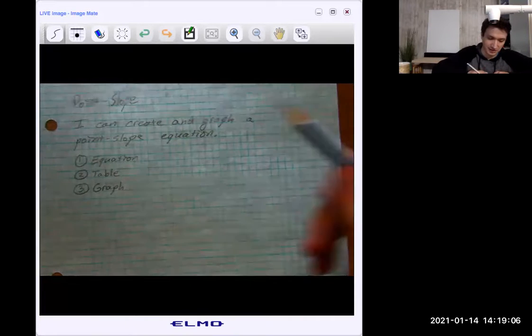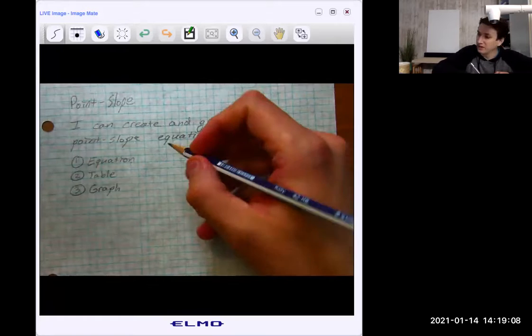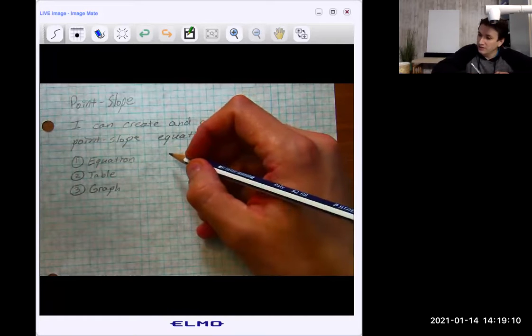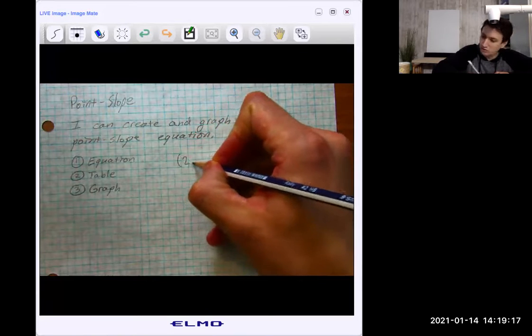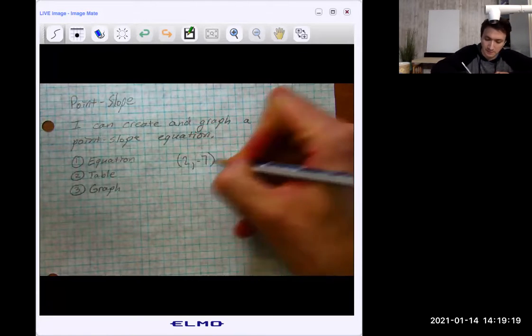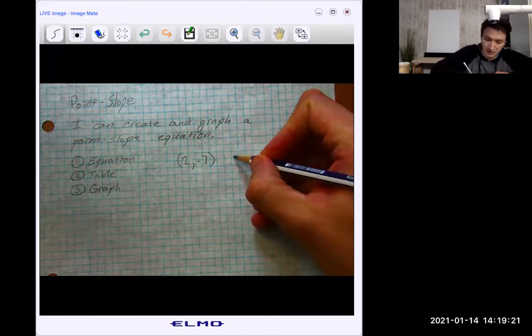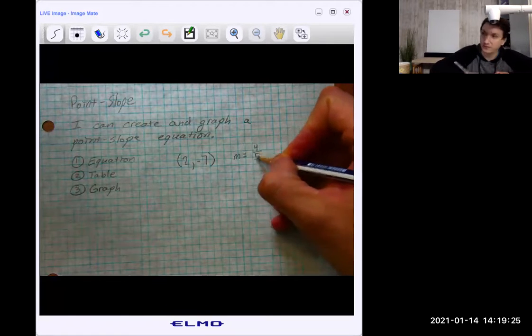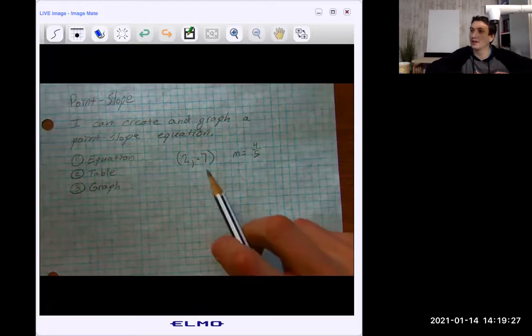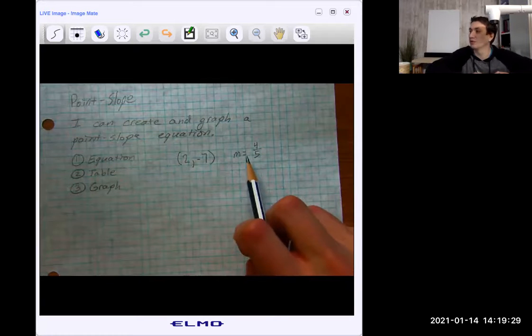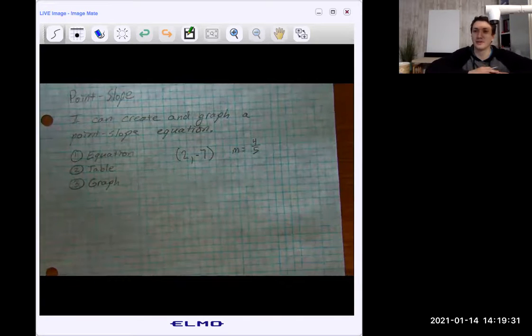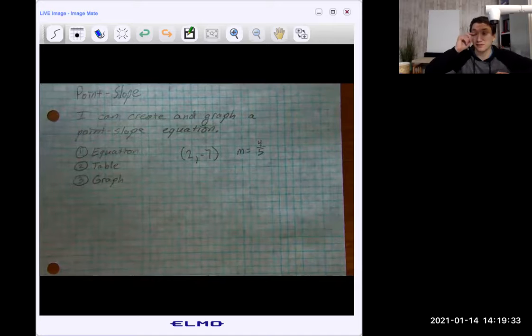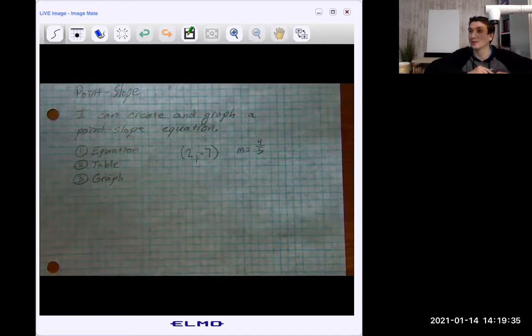I'm gonna do this right over here on the side. Let's say we were given the point (2, -7), that's our ordered pair. And the slope of this line is 4/5. So we know a point on the line, we know the slope. With point-slope, that's all the information we need.